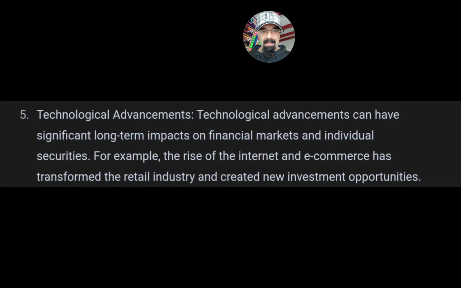Technological advancements, which is also very important, which is why I've made it number 5, the last on my list. Technological advancements can have significant long-term impacts on financial markets and individual securities. For example, the rise of the internet and e-commerce has transformed the retail industry and created new investment opportunities. And you could say that crypto, by creating cross-border payments and sending money virtually seamlessly, free, and almost at the press of a button, is transforming how we send money worldwide today.